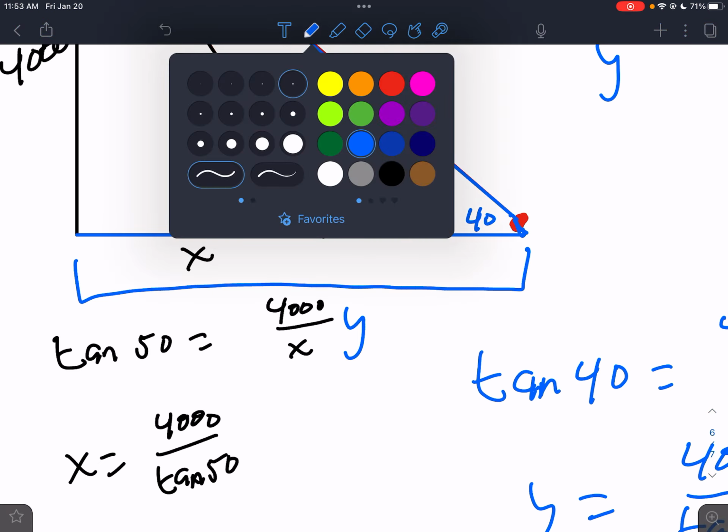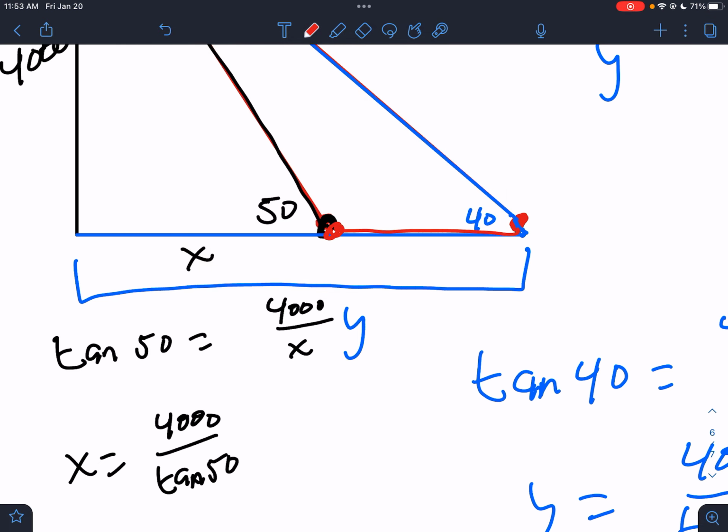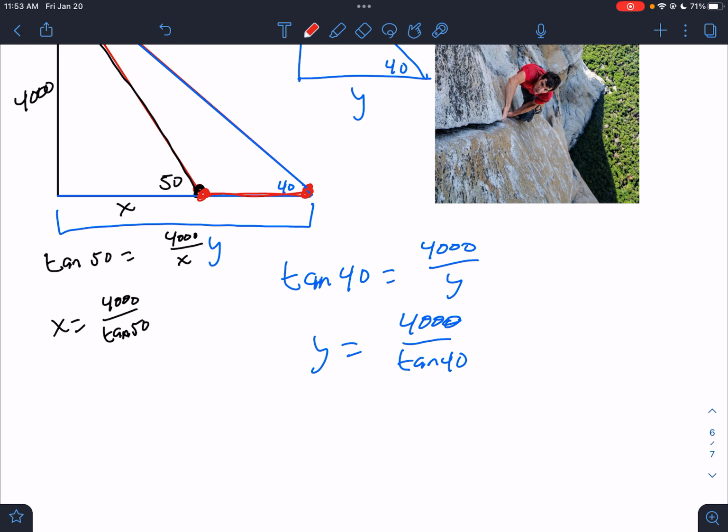So how do I get the distance between the two friends on the ground? Well, very much like last time, it's going to be y minus x. So on my calculator, 4,000 over tan 40 minus 4,000 over tan 50, and I get 1410.616.